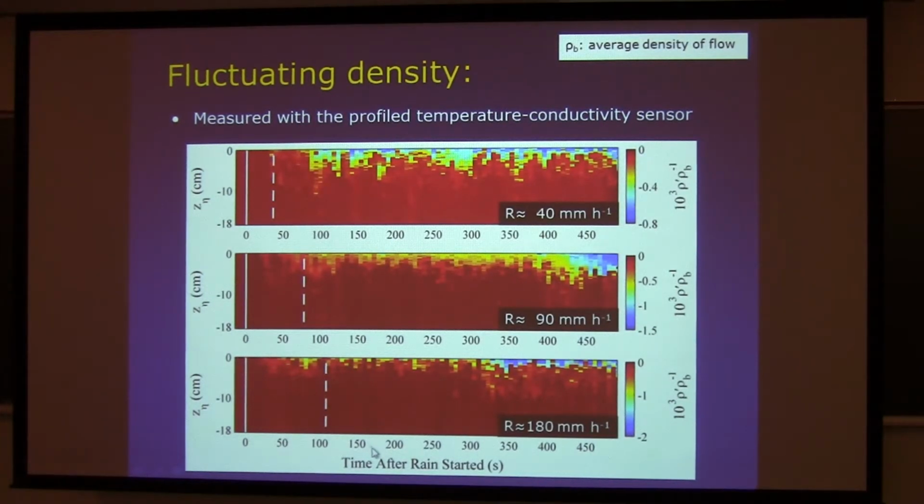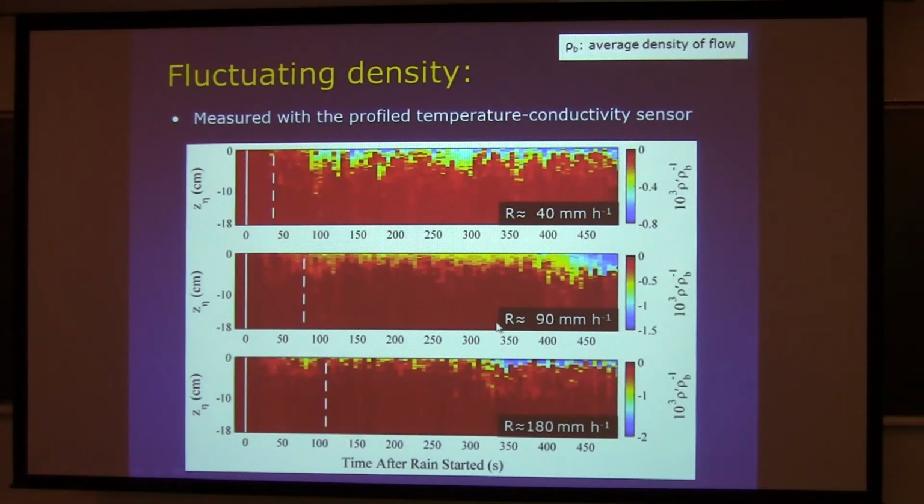Something is significantly different at 180 millimeters per hour. As you notice, the freshwater lens is shallower. It's about 3 centimeters deep instead. It doesn't really deepen. It gets significantly fresher sooner than the other 2 rain rates, but it never actually deepens.